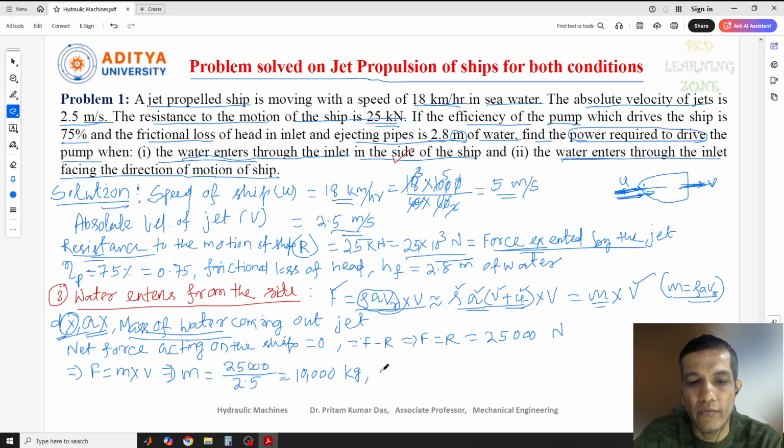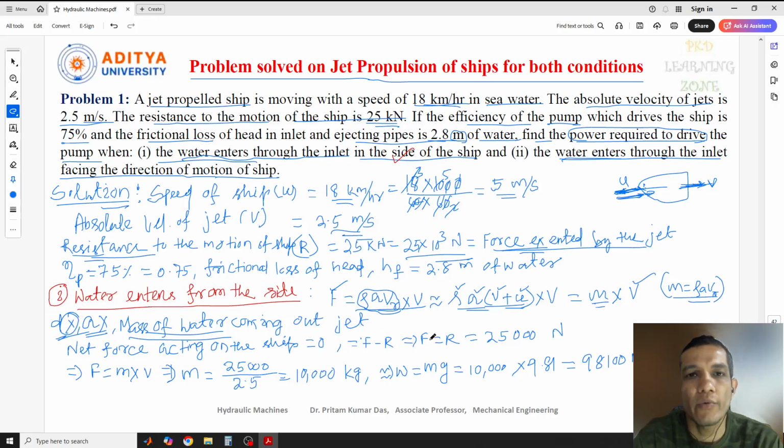Now if I want to convert this in terms of weight, what is the weight of the fluid or water? This equals M into G. The M value I have already calculated, this is 10,000, and G is nothing but 9.81. If I calculate this, it is 98,100 Newton. Up to this, I hope you understand.